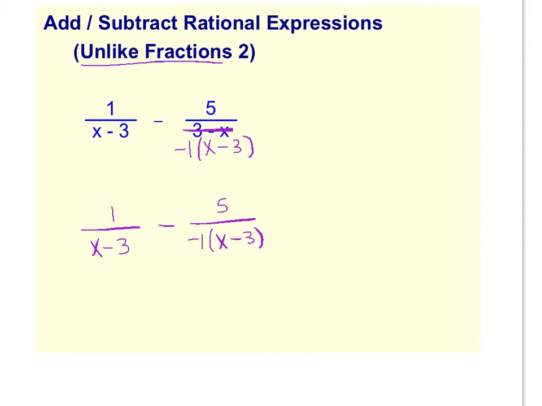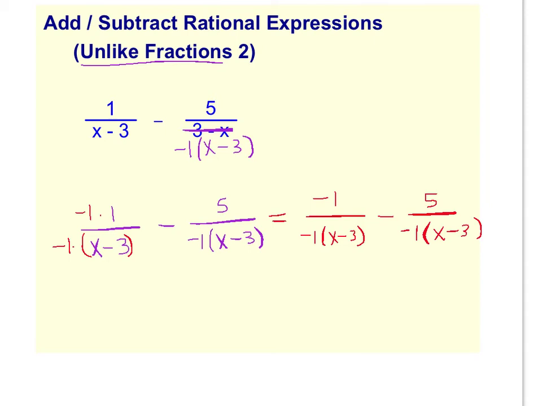The fraction on the left, however, is missing that -1. So what we'll do is multiply this denominator on the left by a -1, but you do want to make sure you multiply the top by a -1. And now we do have the common denominator. So we have a -1 over -1 times x minus 3 minus a 5 over that -1 times x minus 3. So your denominators are the same, which means that's going to stay as a -1 times x minus 3.